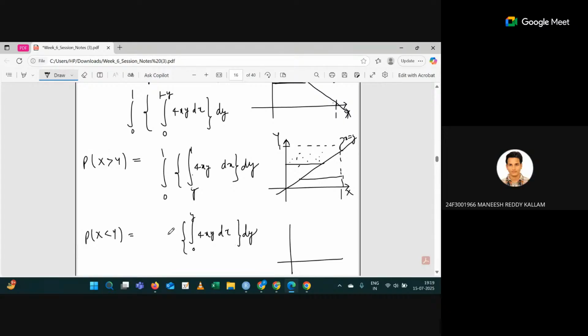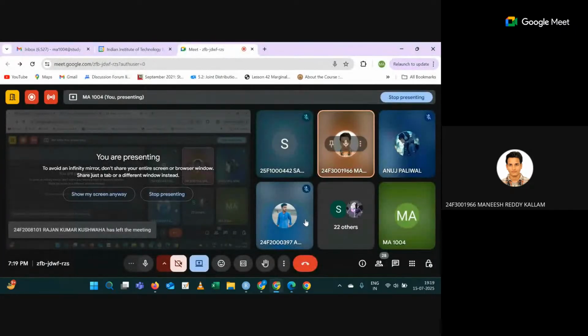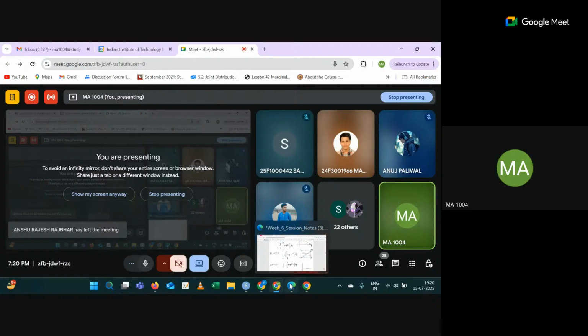Sir, a small request. Someone is like using some wrong mic. The S represent 25F100. Could you just okay, it's muted already. Okay, please, if you don't end out, please keep the music.